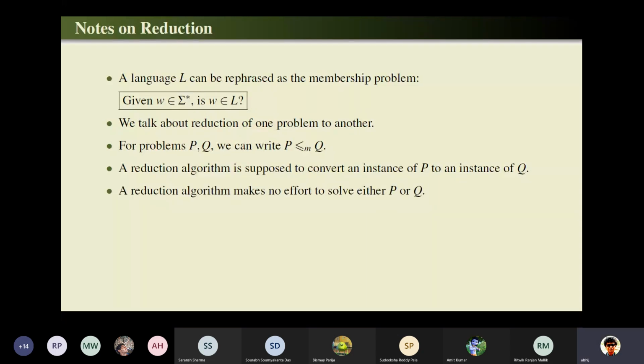This is very, very important. A reduction algorithm makes no effort to solve P or to solve Q. Its only task is converting instances of one problem to the instances of the target problem. It makes no attempt to solve P. It makes no attempt to solve Q. Happy?